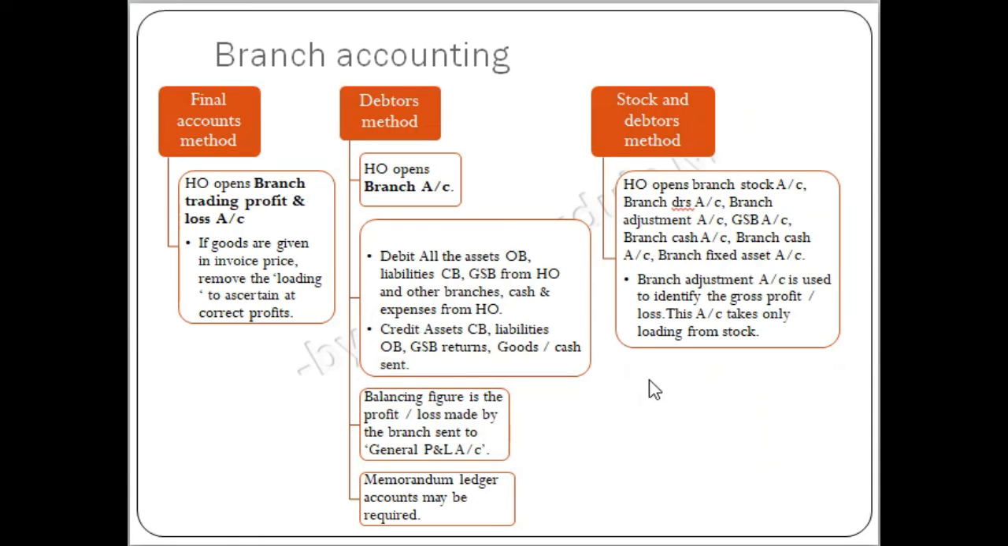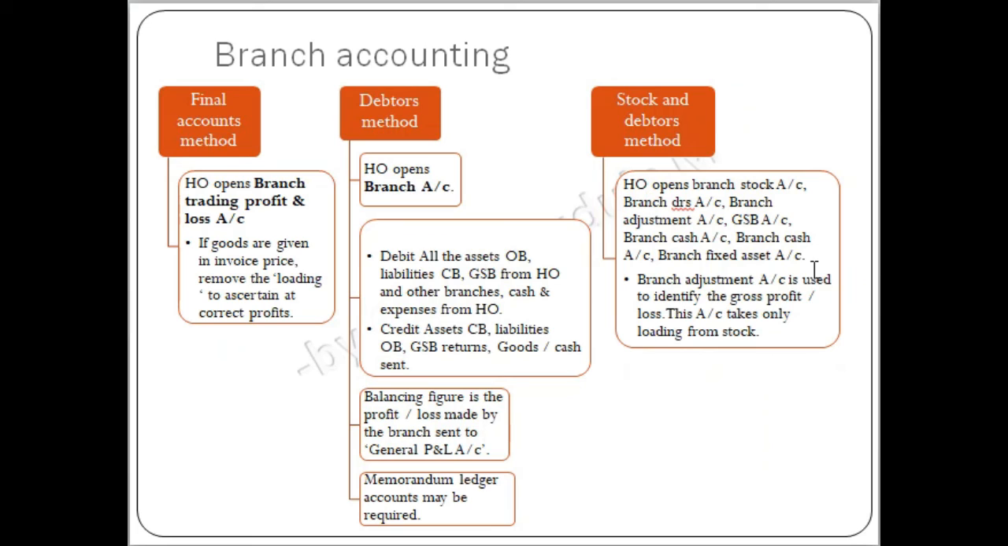The third and the final method is the stock and debtors method. Under this method, the head office opens various branch accounts: branch stock account, branch debtors account, branch adjustment account, goods sent to the branch account, branch cash account, branch bank account, branch fixed asset account, to record all the transactions that are undertaken by the branch.